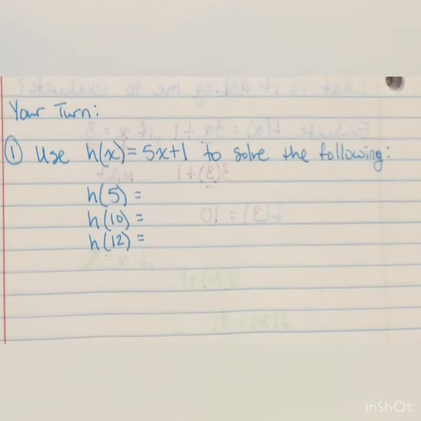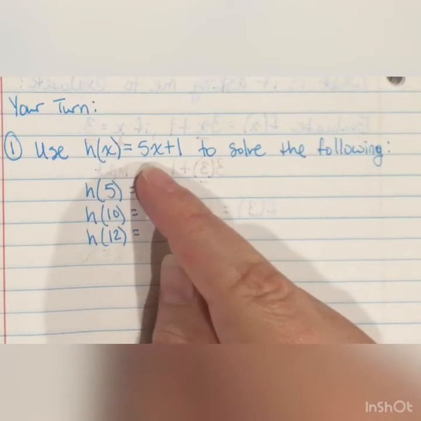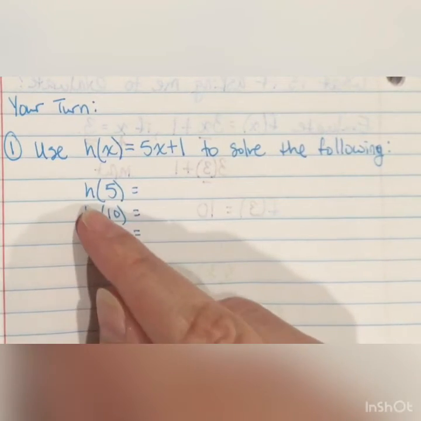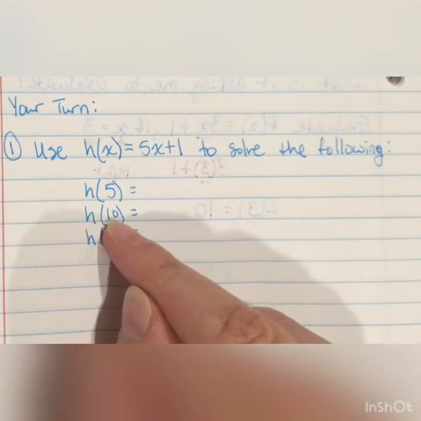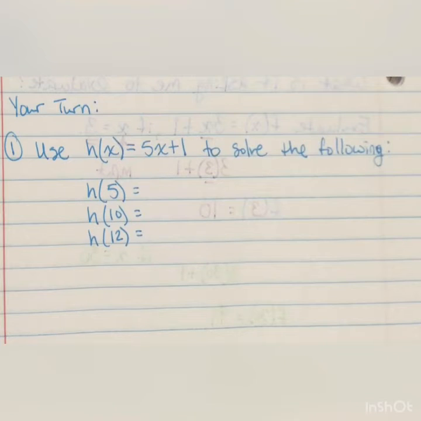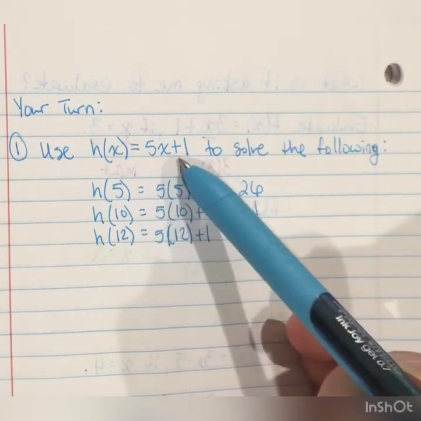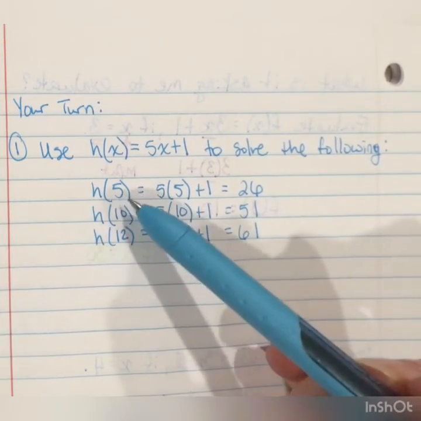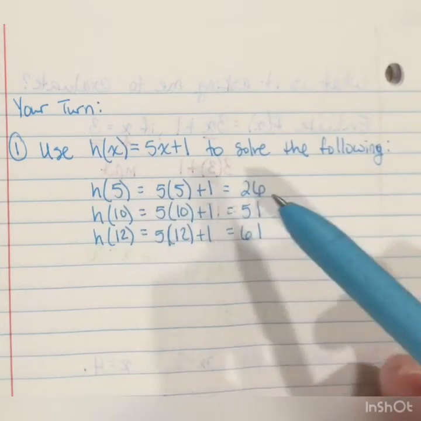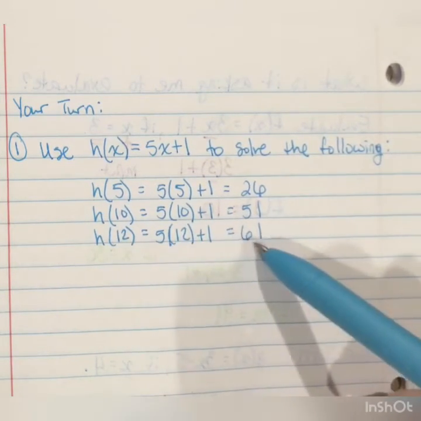All right, time for some practice. So for our first problem, we're going to use h of x equals 5x plus 1 to solve the following. I want you to solve for these input values, h of 5, h of 10, and h of 12. Go ahead and pause and try and solve these problems real quick. Okay, so showing my work here, I took the 5x plus 1, and instead of x, I plugged in our input values and solved to get h of 5 is 26, h of 10 is 51, and h of 12 is 61.